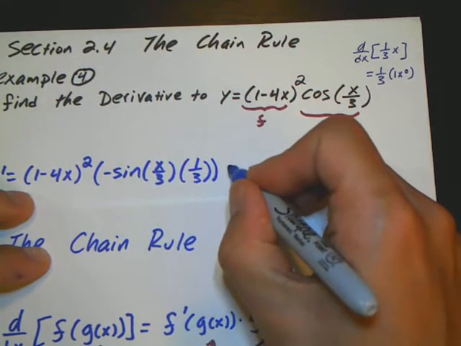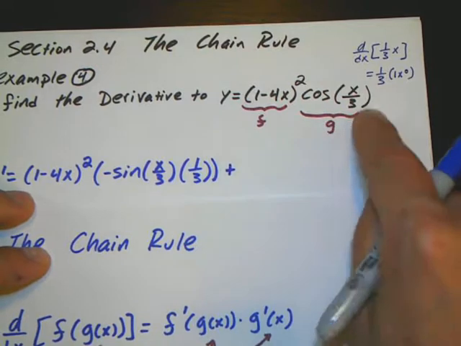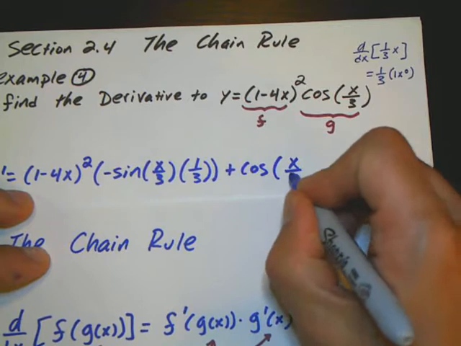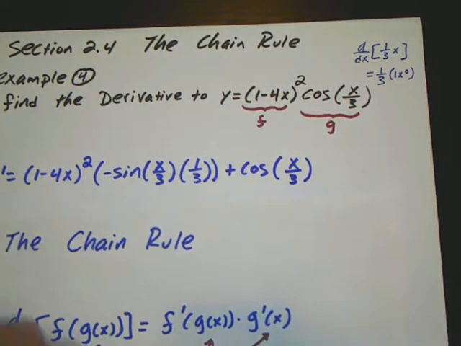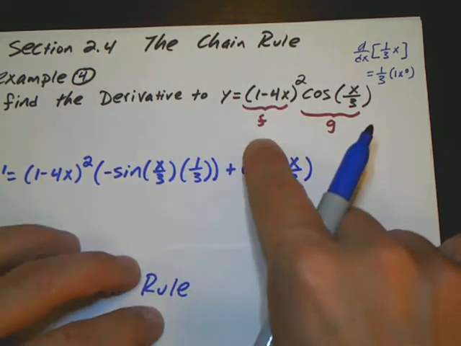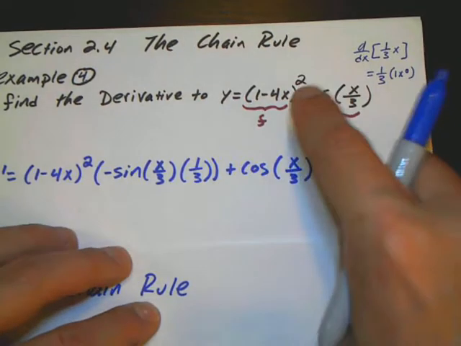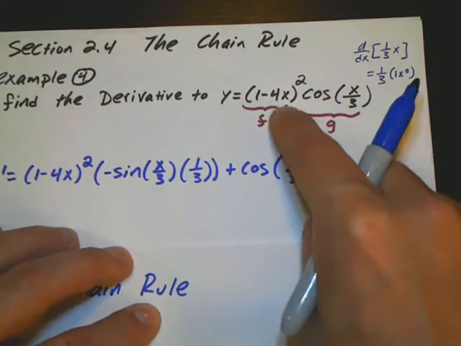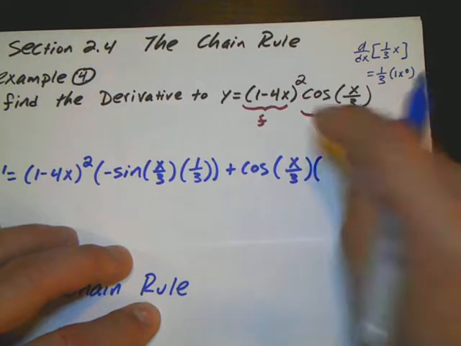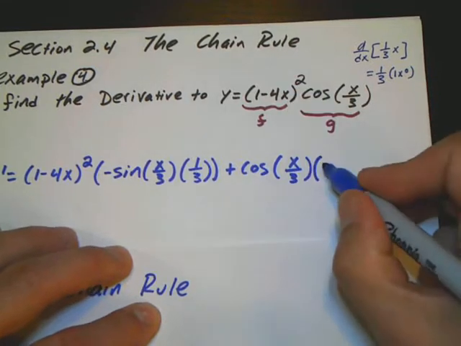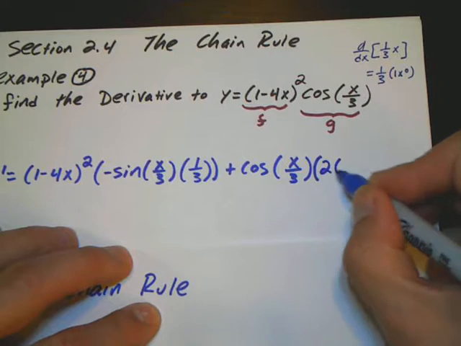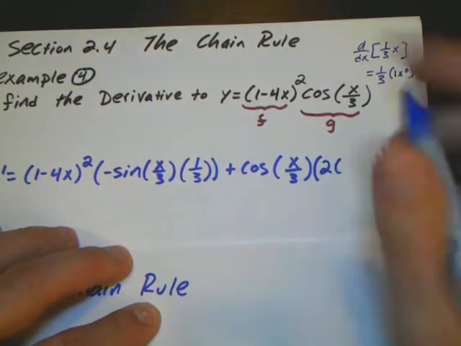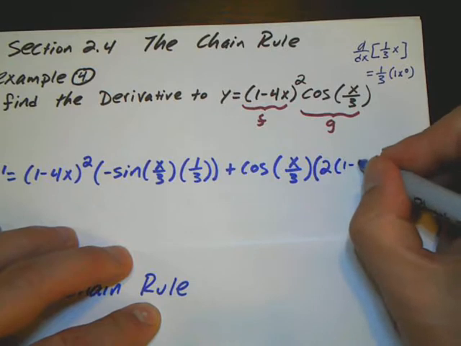So now I have to do a plus, keep the cosine expression the same, so cosine x over 3, and now I have to multiply that by the derivative of this. Again, this is a chain rule because I'm raising something to an exponent, and I have 1 minus 4x inside. So the outermost is the power rule, so I drop the 2 in front, keep my parentheses, subtract the power by 1, keep the inside the same, so it's going to be 1 minus 4x.